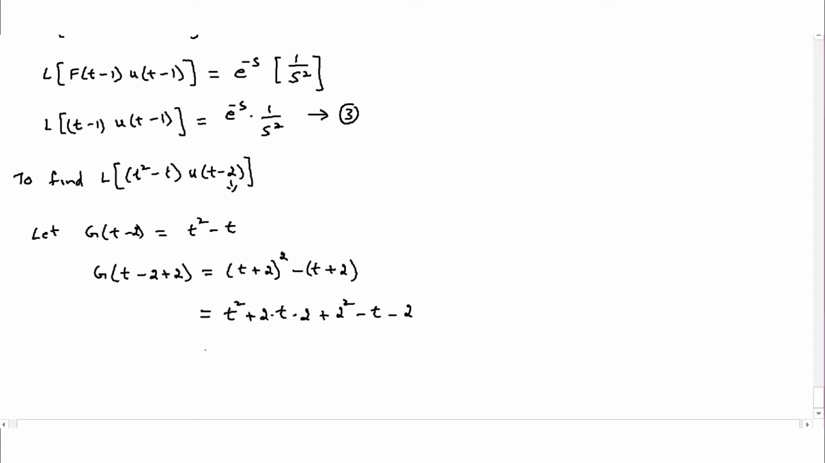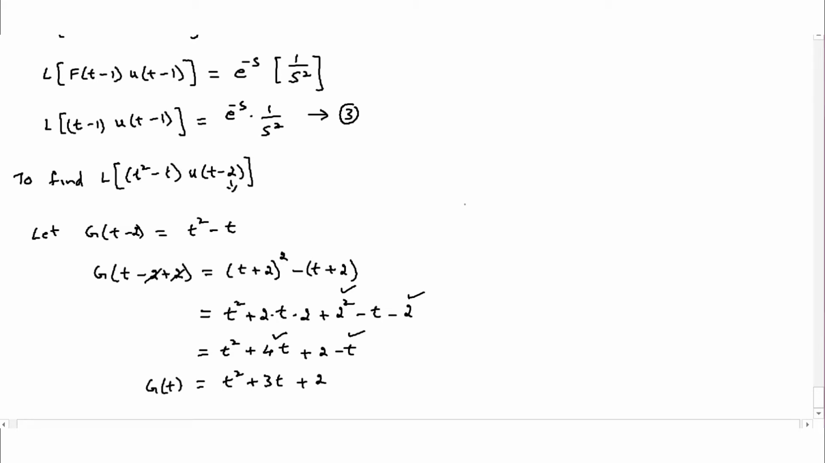So this will be nothing but t square plus 4 times of t. This is plus 4 minus 2 will be plus 2. This is minus of t. Or further, if you try to rewrite it, it is t square plus 4t minus of t will be 3t. T square plus 3t plus 2. So here it is minus 2 plus 2 will cancel out. We will be getting the value as g of t.